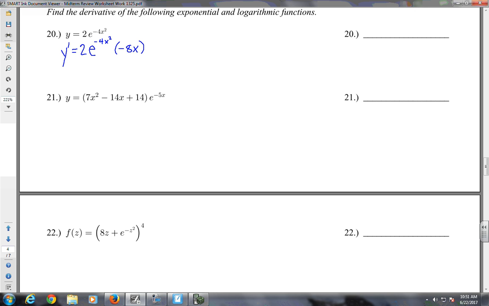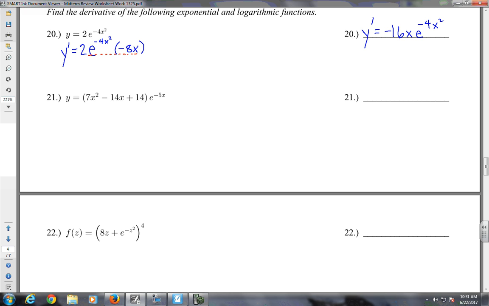Make sure that the e and the 8x are all on one line and your exponent is clearly in the exponent position. Make it readable so you understand the nature of the factors that you're dealing with. To simplify this, we can multiply our little terms together and move them to the left. We would end up with negative 16x e to the negative 4x squared. Piece of cake on that one.